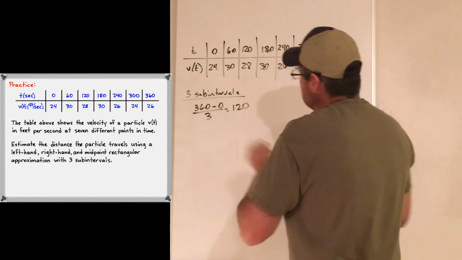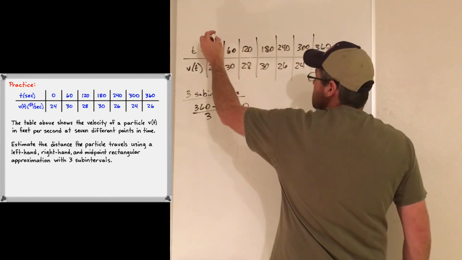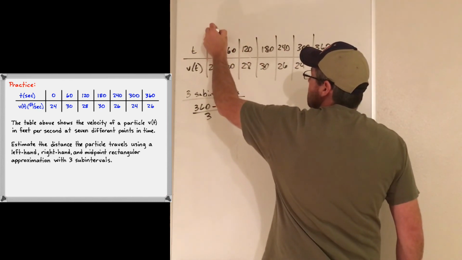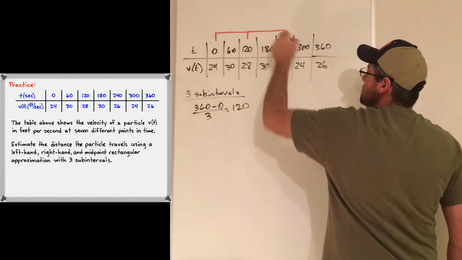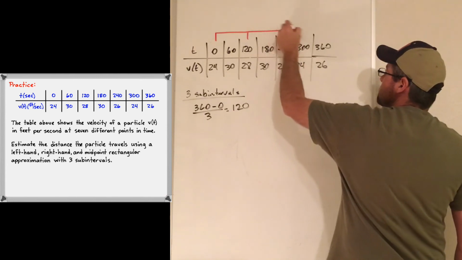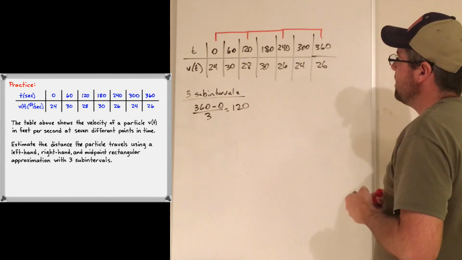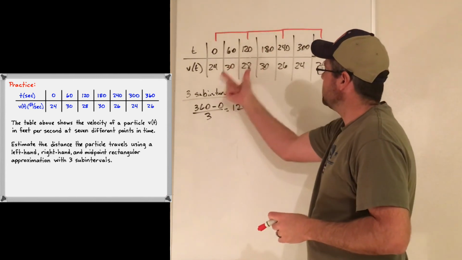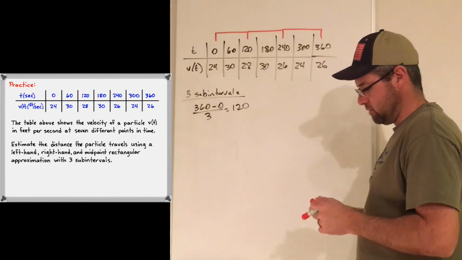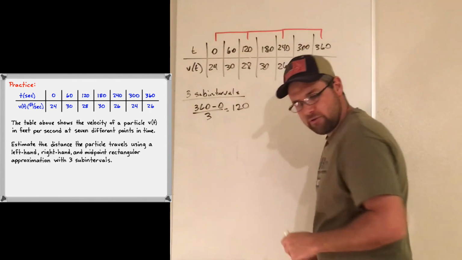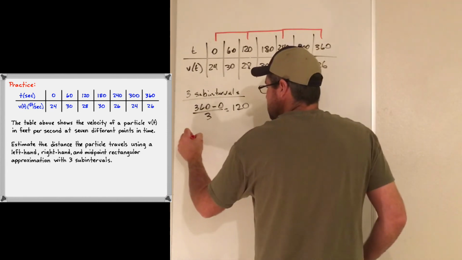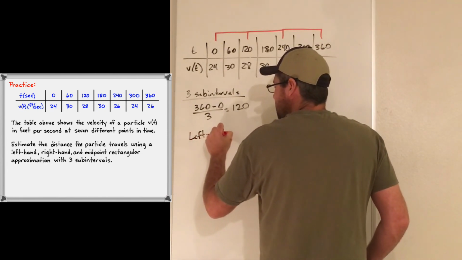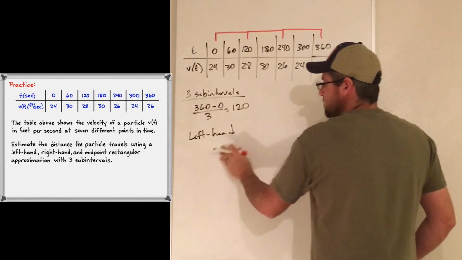So here's what I like to do. I like to say, okay, here's my first rectangle, from 0 to 120. The next one is from 120 to 240. And the next one is from 240 to 360. That way I can see the rectangles. There's 1 rectangle, 2 rectangles, 3 rectangles. So for the first one we want is a left-hand approximation. So left hand. And notice we're doing 3 subintervals.